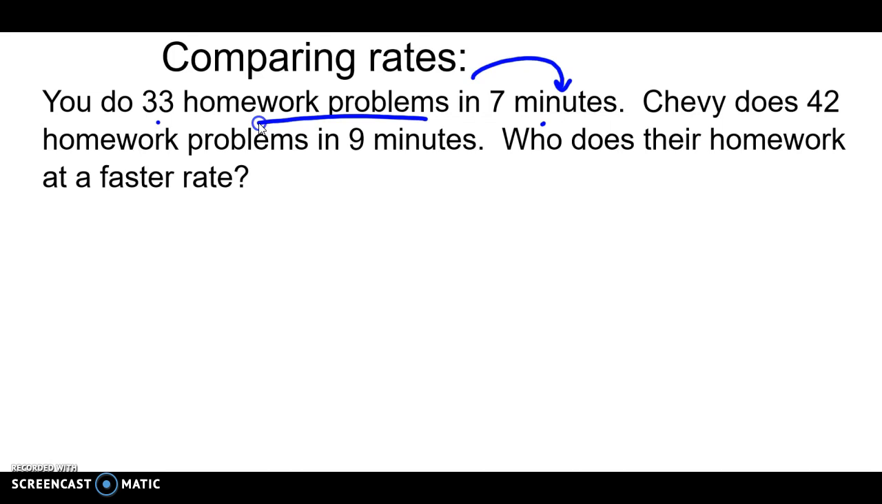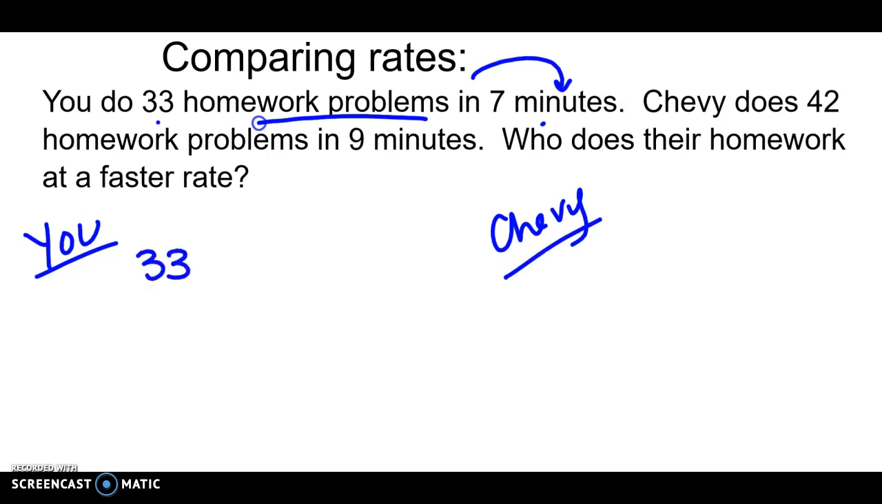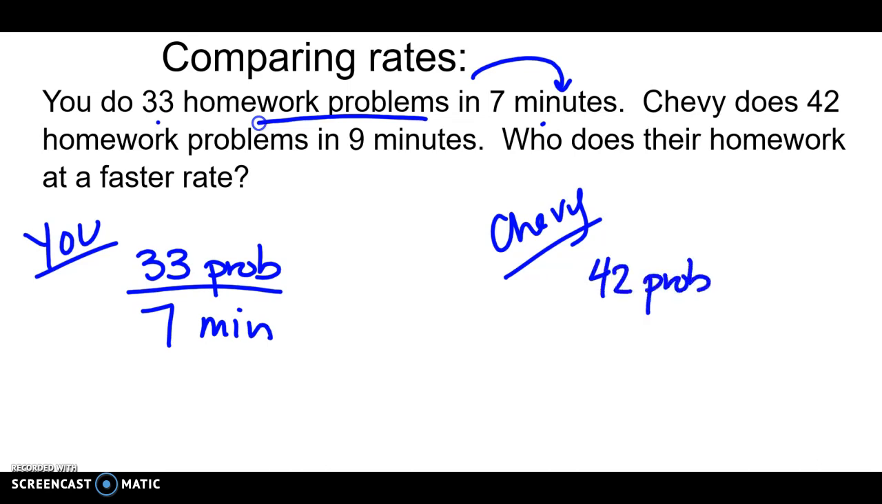I think probably how many problems per minute as a rate might make more sense. But what's important is that you think about it, pick the one that makes more sense to you, and then make sure you do them both the same way. So when I set that up for me and Chevy, I want to make sure that both rates are set up the same way. So if I do problems per minute, for me it would look like this. I do 33 problems in 7 minutes, and Chevy does 42 problems in 9 minutes.